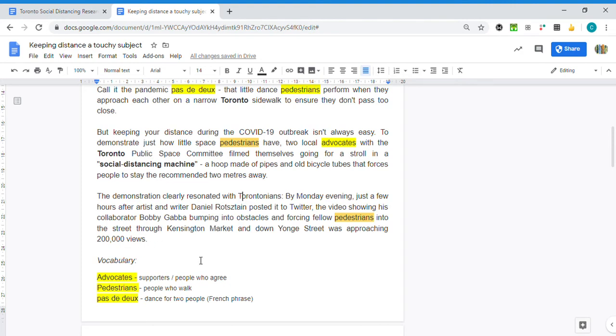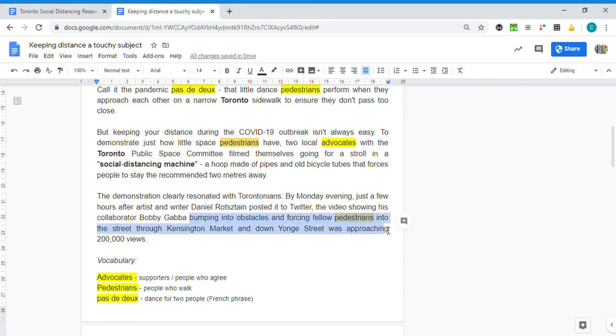Okay, so what just happened here? Hold on. So we have here that Torontonians, so people who live in Toronto, were able to watch the video and they saw that this guy was bumping into obstacles and forcing people who are walking into the street. Is that a problem? Yes, I think it is. People walking into the street is a problem. Bumping into poles is a problem.